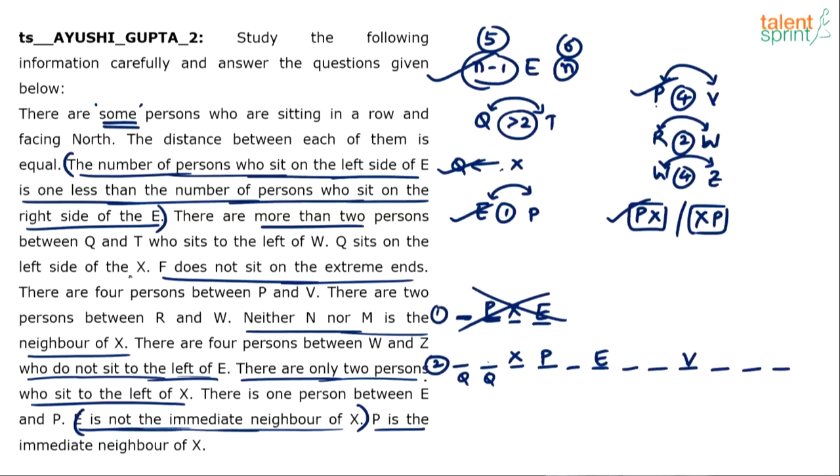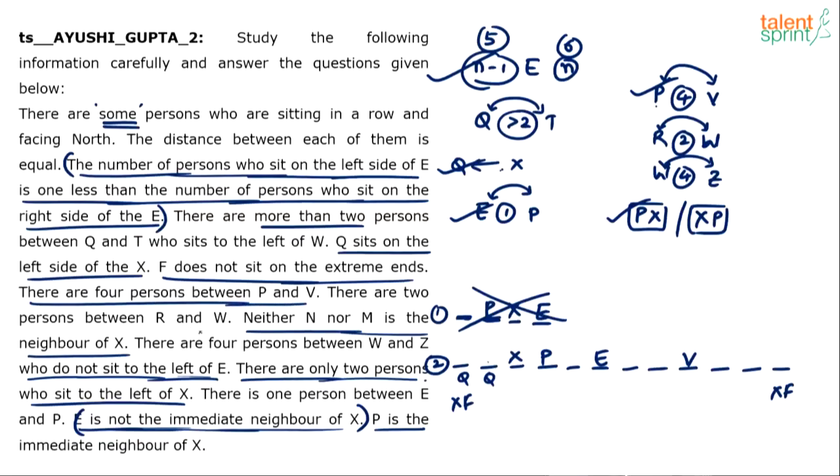Q sits on the left side of X. This part is done. F does not sit at the extreme ends. Remember, F does not sit at the extreme end, meaning F cannot come here or here. F cannot come in these 2 positions. There are 4 persons between P and V. This point is already done. There are 2 persons between R and W. This has to be fixed.